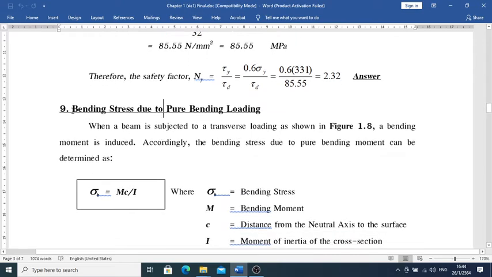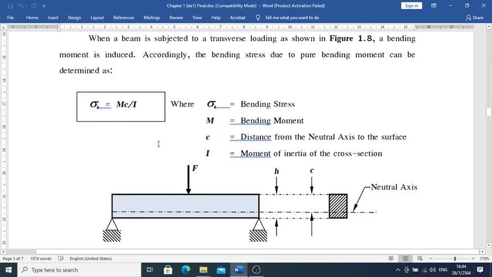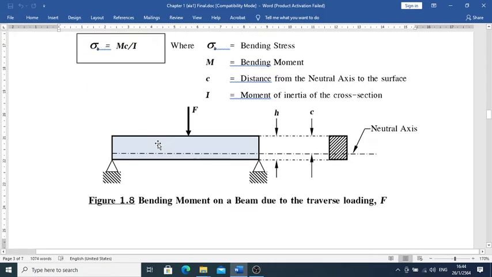Okay, bending stress due to pure bending. What does it mean by pure bending? Pure bending means only bending loadings are applied on it. Therefore, if we have only pure bending, we are going to have sigma_b equal to M times c over I.